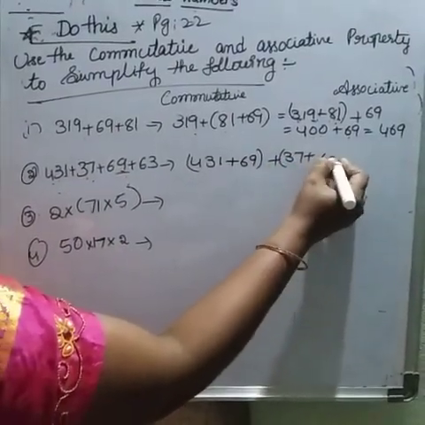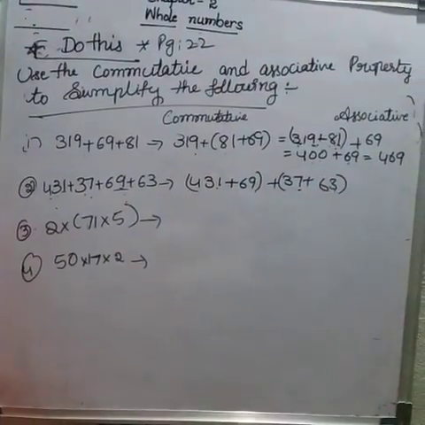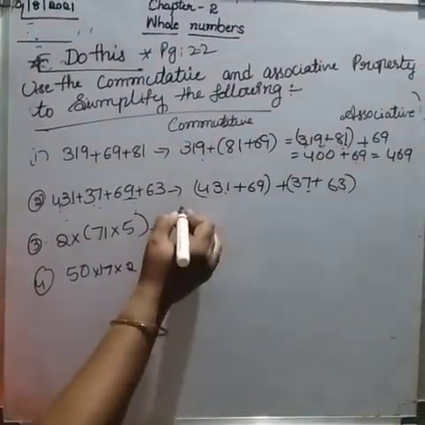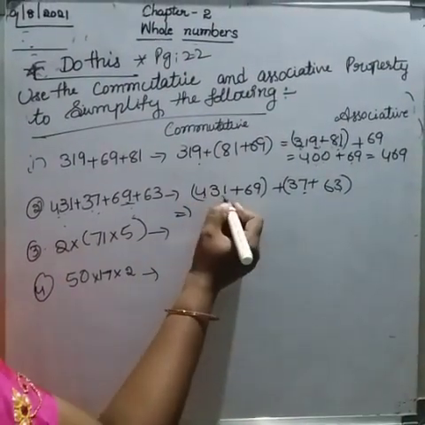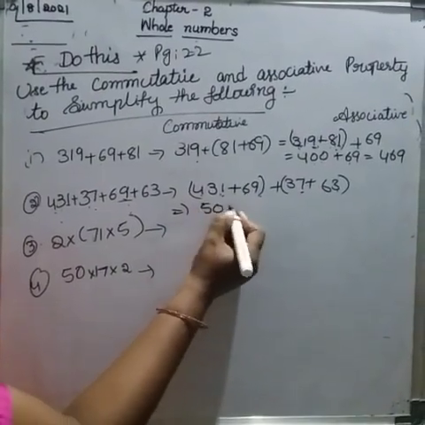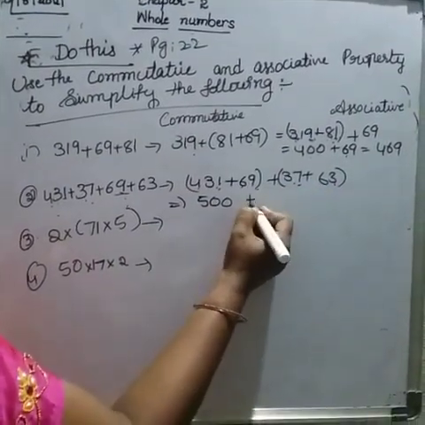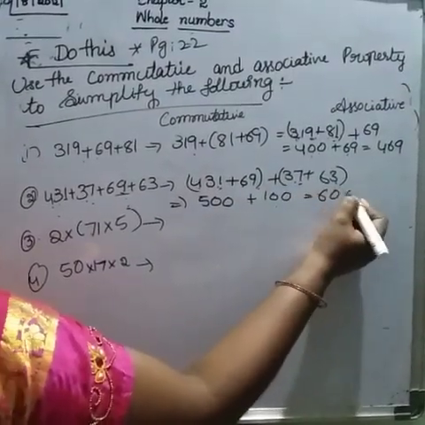37 plus 63, because 9 plus 1 is 10, 7 plus 3 is 10, no? The 0 will come, so it is very easy to add. These are associative property. 431 plus 69 is equal to 500. 37 plus 63 is equal to 100. 500 plus 100 is equal to 600, right?